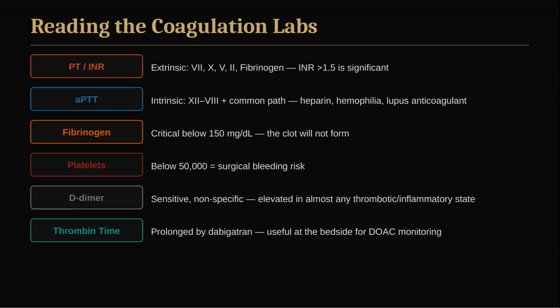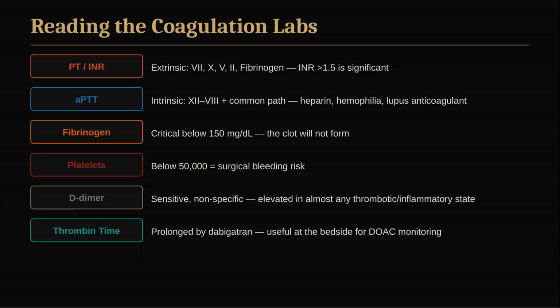6 labs you need to interpret coagulation. PT and INR test the extrinsic pathway, factors 7, 10, 5, 2, and fibrinogen. INR above 1.5 is clinically significant. aPTT tests the intrinsic pathway, factors 12 through 8 and the common pathway. Prolonged aPTT means heparin, hemophilia, or lupus anticoagulant. Fibrinogen below 150 is critical. The clot will not form.